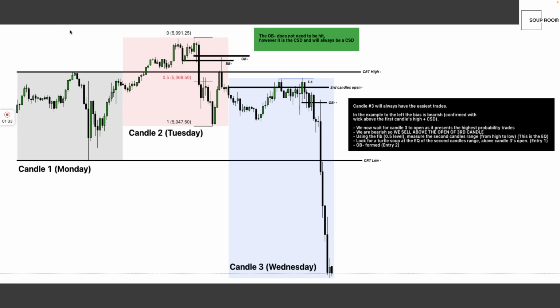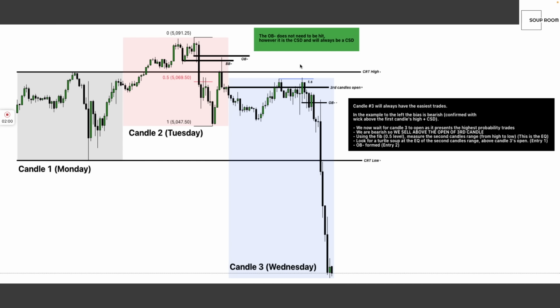This is an A+ model, A+ setup. This is what you need to study. Rewind this and rewatch this as many times as you possibly need. I'll repeat, you must always look for the turtle soup at the equilibrium of the second candle in the range, above the third candle's open.